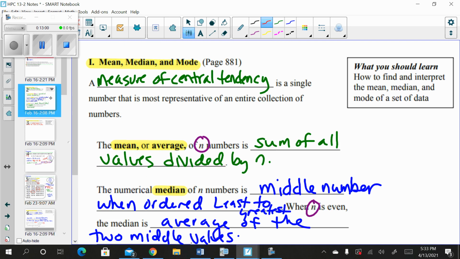So I'm going to go back to our first slide here. The mean or the average, the symbol that they use for that is this. They call it X bar. It's an X with a little bar over the top. That means mean, it means an average.